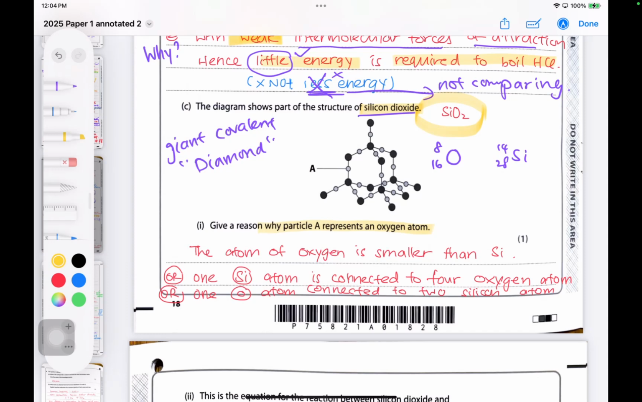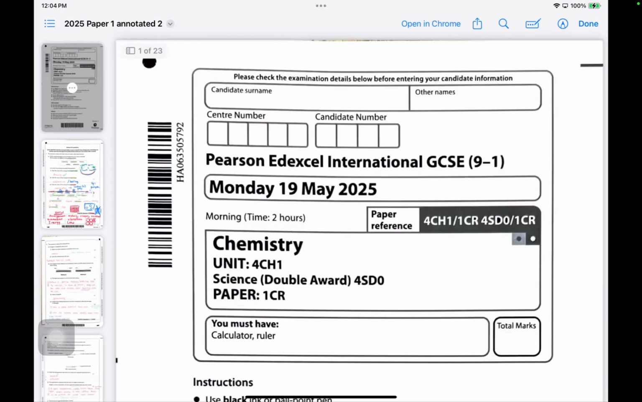So go to the periodic table. I've done it beforehand, and I've extracted the information of oxygen and silicon. If you look at the number at the bottom, this is our mass number, and mass number basically determines the size of an atom. So just based on the mass number alone, you could simply say that the atom of oxygen is smaller than Si.